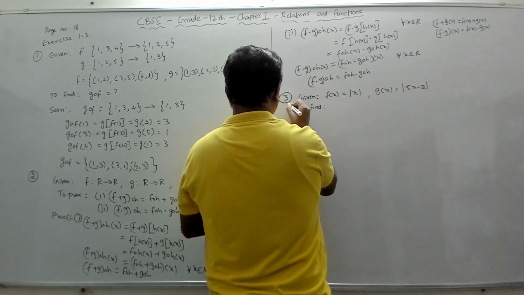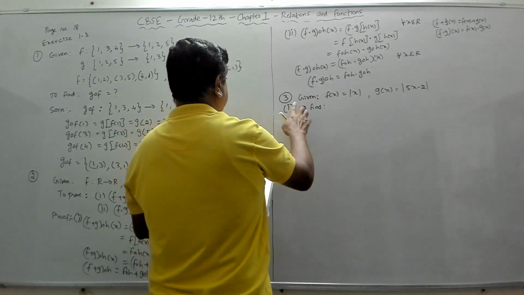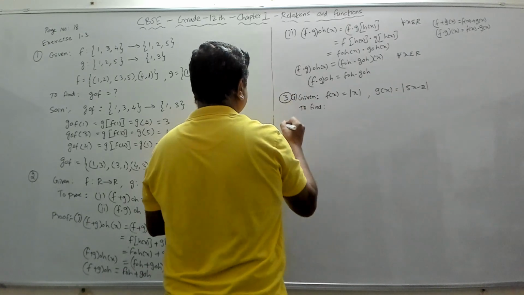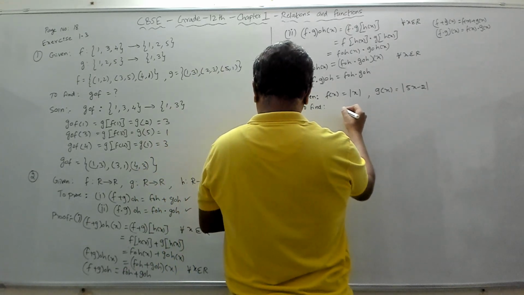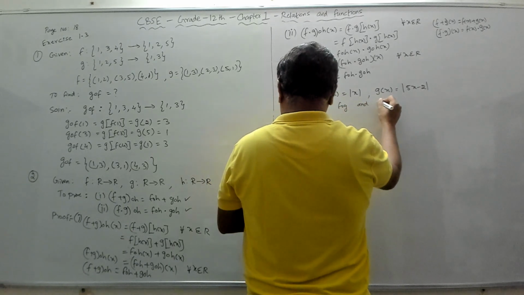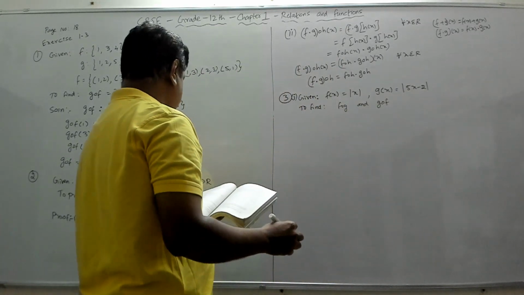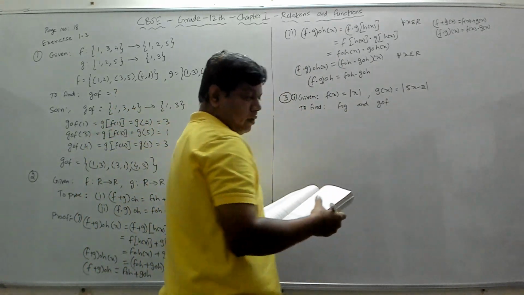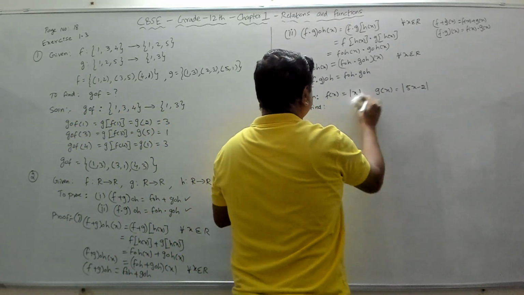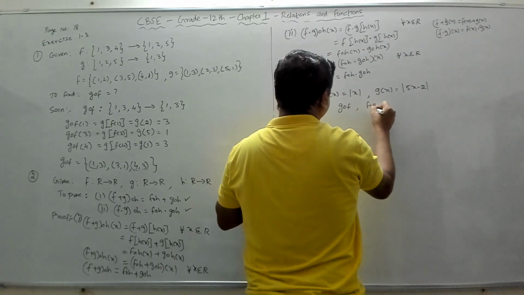This is the third problem, first question, first part: to find f of g and g of f. We have to find what is f of g and what is g of f. I'll write g of f first; it doesn't matter whichever we write. So g of f, comma f of g. We have to find these two.